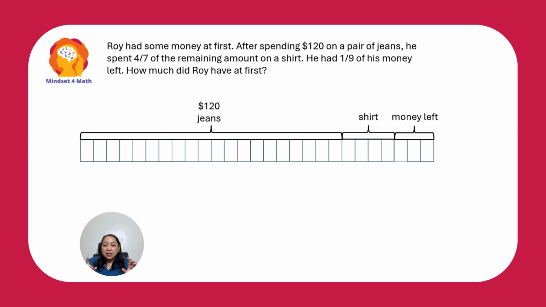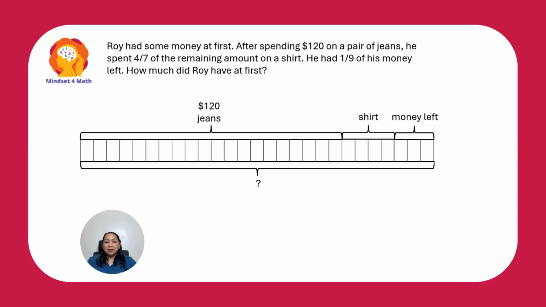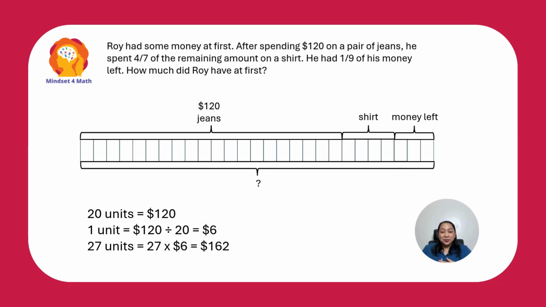So that long bar that represents the amount of money used for the pair of jeans, we can cut that into 20 equal units. So that all in all, we will have 27 units representing the amount of money Roy had at first. How much did Roy have at first? Let's label the whole bar with a question mark because that whole bar represents the amount of money Roy had at first. Now we are ready to compute.